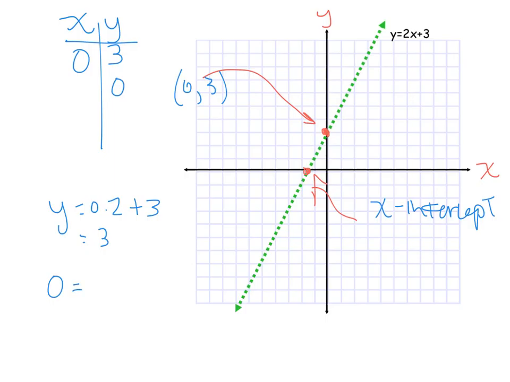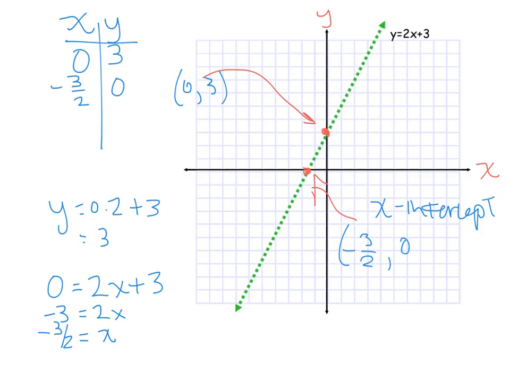Now this is a little harder to do because you have to do a little solving. But if you substitute 0 in for y and solve for x, you subtract 3 from each side, then you're going to get 2x equals negative 3. Divide each side by 2, and you wind up with x equals negative 3/2. You can check that for yourself. That means it's negative 3/2 or negative 1.5. So this other point is (negative 3/2, 0).